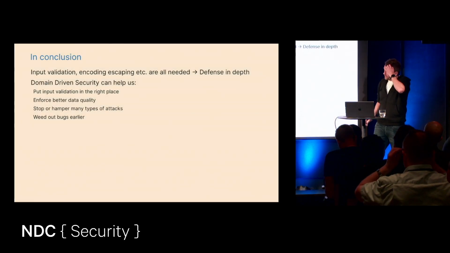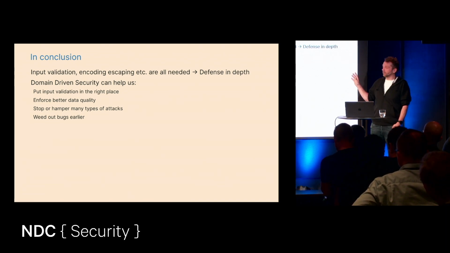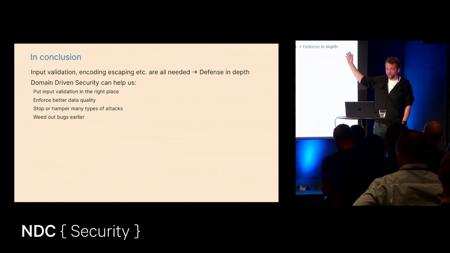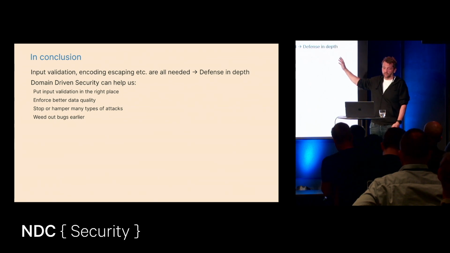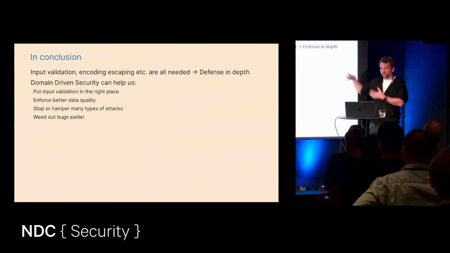So I'm going to try to summarize the things that I think about this. You might disagree, but I think the first part, input validation and encoding or escaping stuff, both of them are needed. It's defense in depth. We need to validate data as it comes into the application, and we also need to encode or escape it as it's leaving the application.